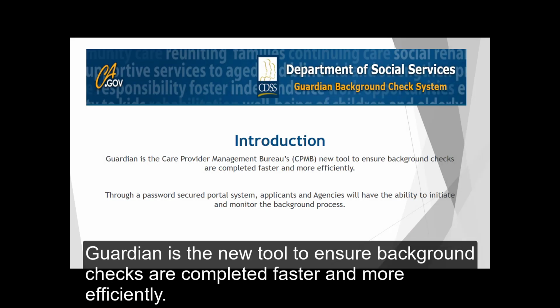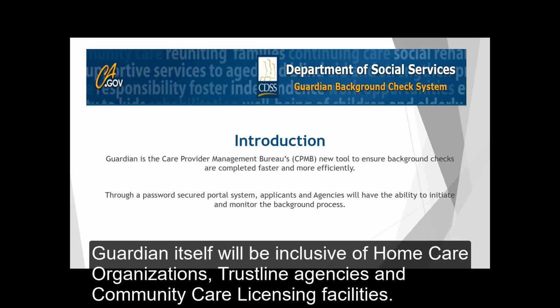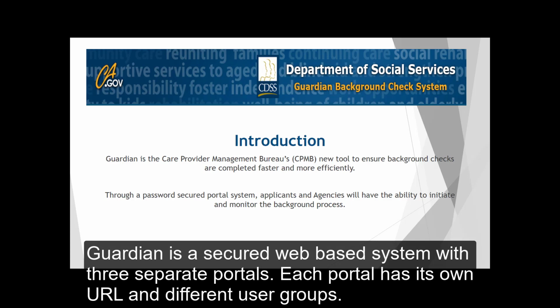Guardian is the new tool to ensure background checks are completed faster and more efficiently. Guardian itself will be inclusive of home care organizations, trust line agencies, and community care licensing facilities. Guardian is a secured web-based system with 3 separate portals. Each portal has its own URL and different user groups.